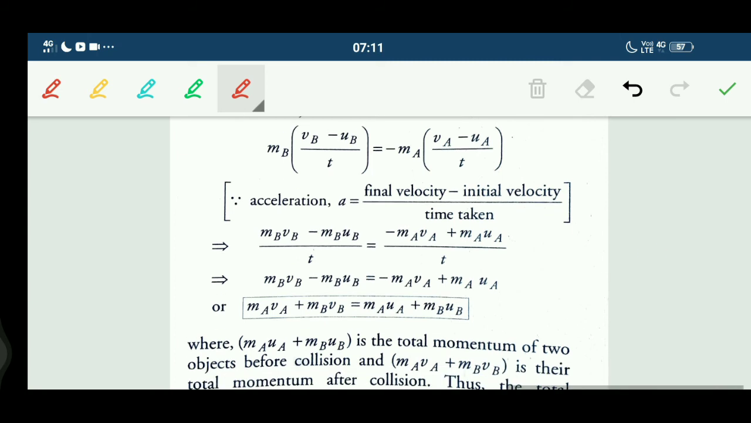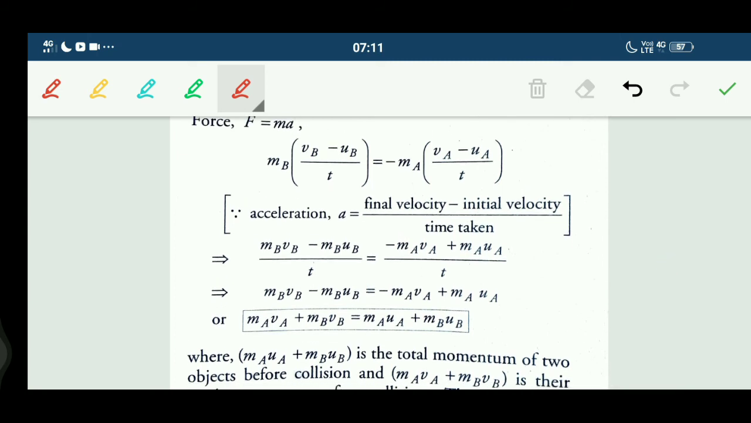Now see. So now multiply MB with VB. So we get MB VB. Then minus, fine, because the minus sign is there. So MB UB divided by time. Similarly, multiply MA with the complete bracket. So that is minus MA VA plus, because minus minus gets plus here. Fine children, MA UA upon T. So this is what we have got here.